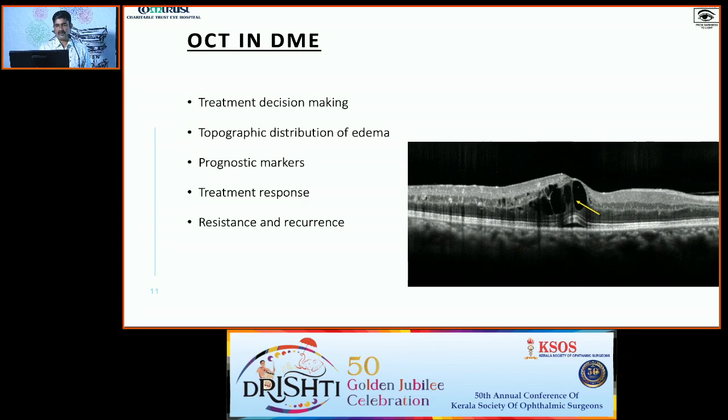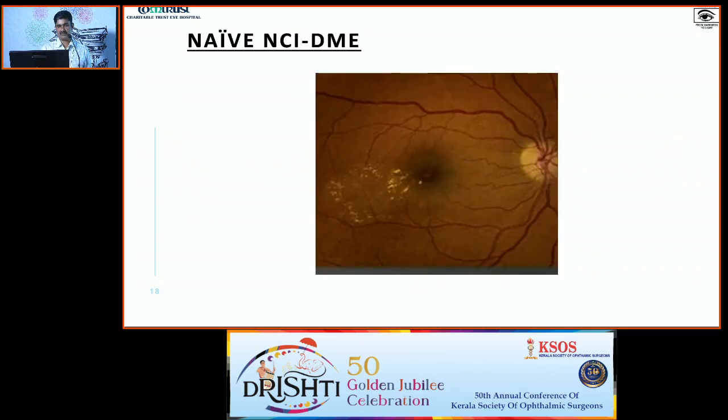OCT is the most important tool. Treatment decision making, retreatment, and when to stop treatment all depend on your OCT findings. There are also prognostic clues like bridging retinal processes or DRIL changes, with which you can explain to the patient so that you can increase the compliance of the patient.